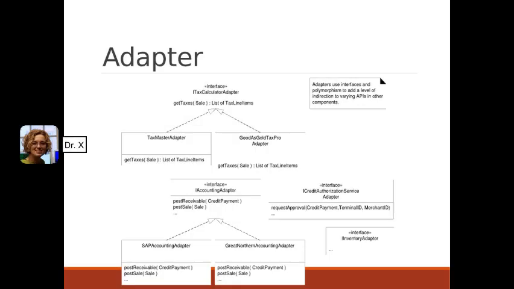So here's the classic case study from your textbook, and it's the next generation point of sale that has to interface with third-party services: tax calculators, credit authorization, inventory, and accounting. And each one of these has a different API. And so that's why the adapter pattern is deployed. As you can see over here, there's an accounting adapter, a credit authorization service adapter, and so on and so forth. And then there can be specialized accounting adapters and specialized credit authorization adapters.